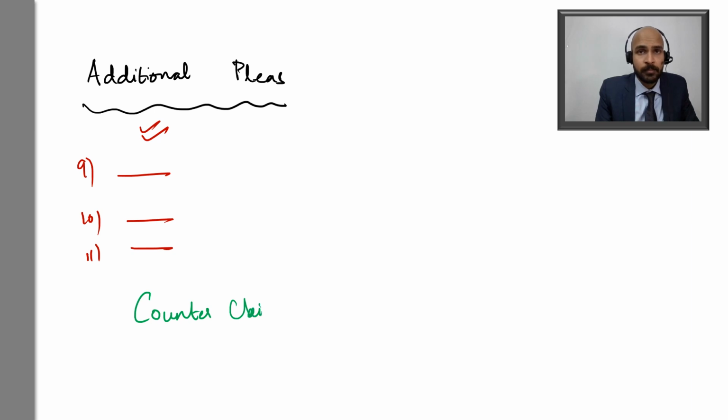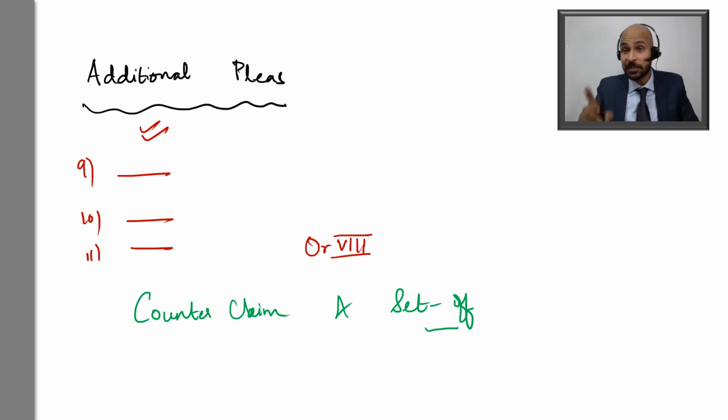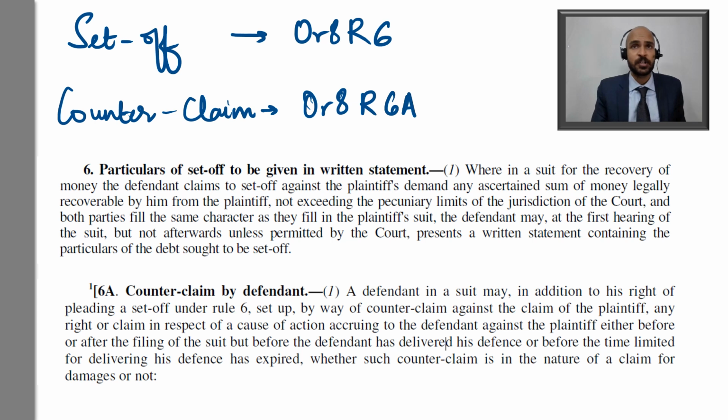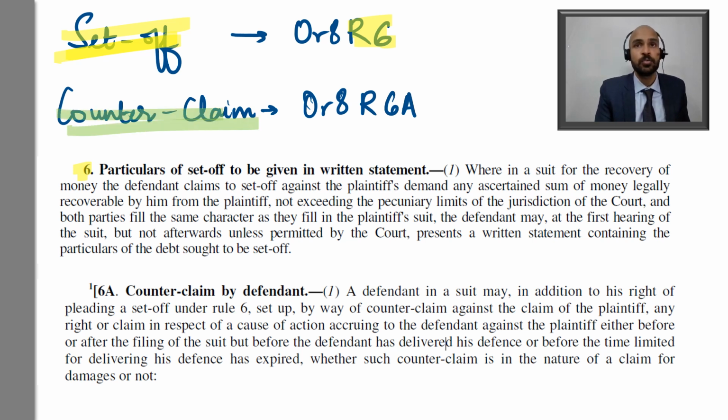I'd also now like to talk about 2 points about the counterclaim and set off, because as you can see, the title of Order 8 contained not just written statements but also counterclaim and set off. Let's look at the relevant provisions and understand what these mean. So let's talk about set off and counterclaim. Set off, as you can see, is in Rule 6 here, and the counterclaim is something that you see in Rule 6A here. Now there's a slight difference. No, there's a significant difference between set off and counterclaim.